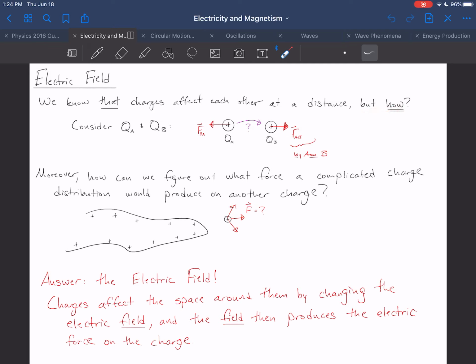To back up a little bit, Coulomb's law is a law that tells us, okay, we have this charge over here, and then we have this charge over here, and they're so far away. How big is the force that one of them applies to the other? Coulomb's law is a descriptive law in that way. It sort of describes what is happening. It tells us what the force will be. But it doesn't explain how.